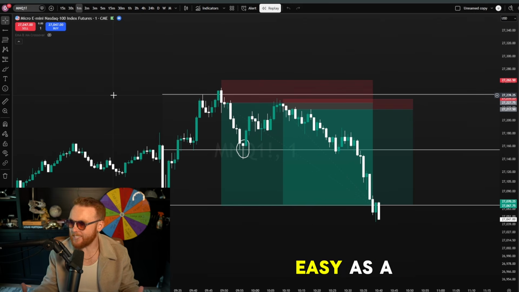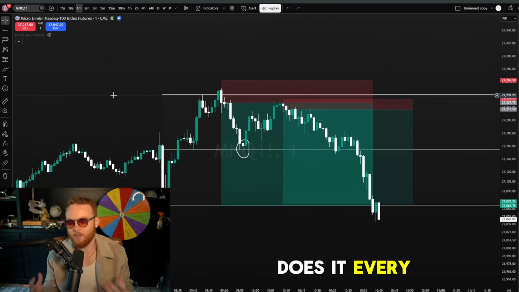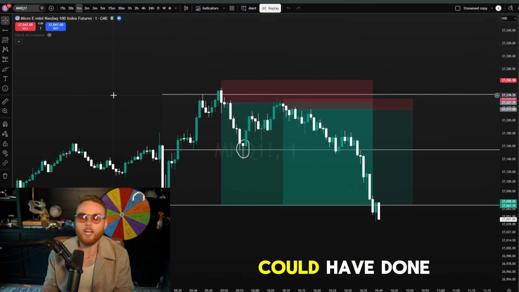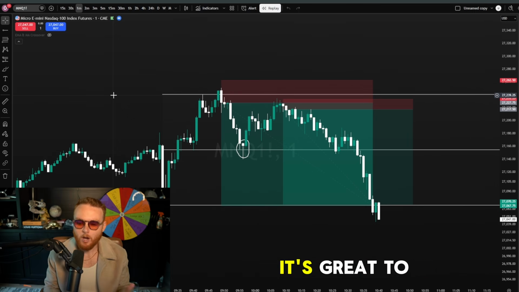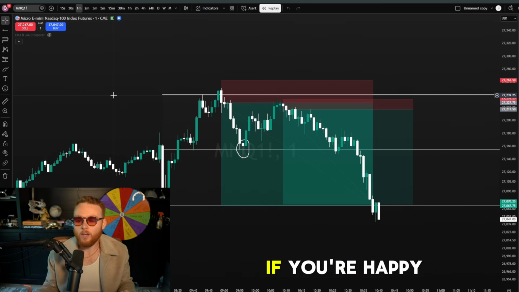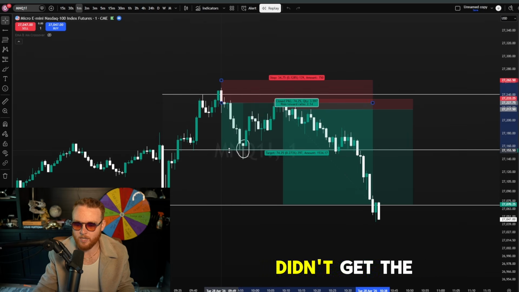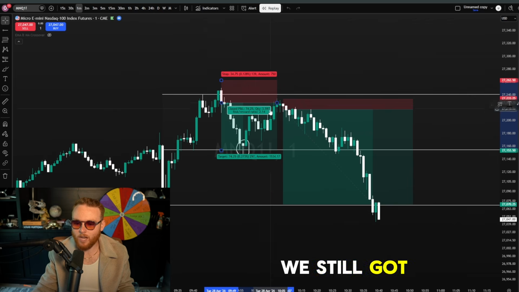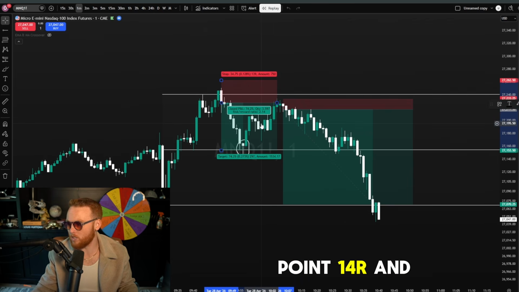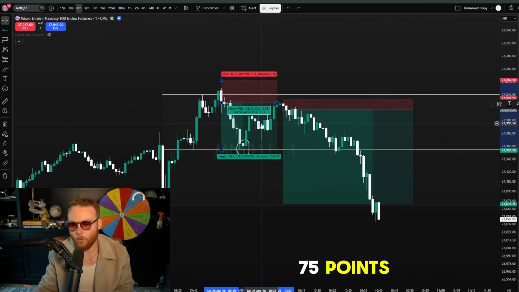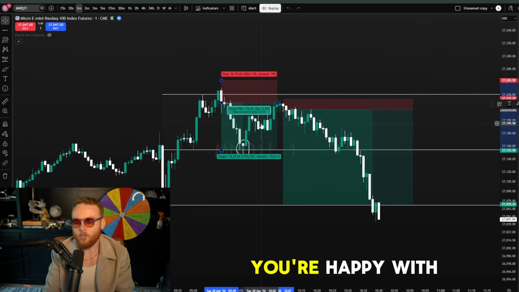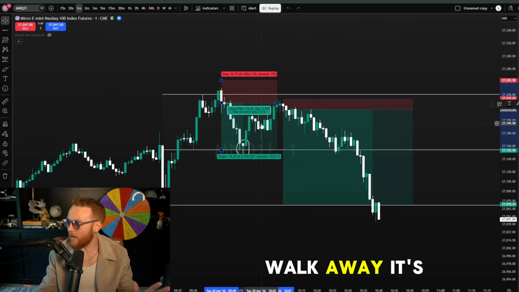But it's really easy as a trader, especially somebody that does it every single day, to go back and say, I could have done this better, I should have done this better. It's great to do, but overall, if you're happy with the profits and you have a good RR, as you can see here, even though we didn't get the full TP, we still got our TP1 for a 2.14 R and 75 points. If you get that move and you're happy with the profits, walk away. It's as simple as that.